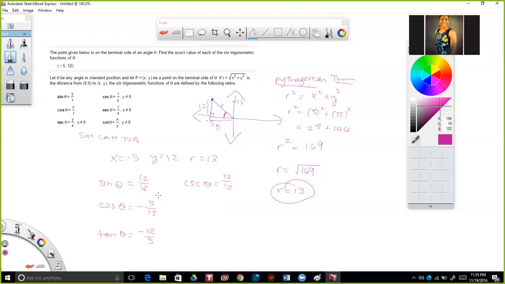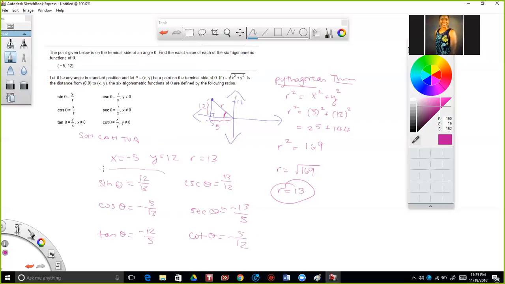All right. So we found cosecant. Now the inverse of cosine is secant. Just remember they don't start with the same letter, and the S and C and C and S are reversed. So this is the inverse of cosine, negative 13 over 5. And then cotangent theta will be negative 5 over 12.